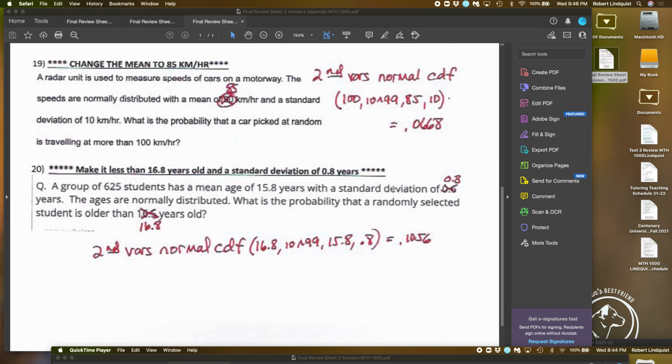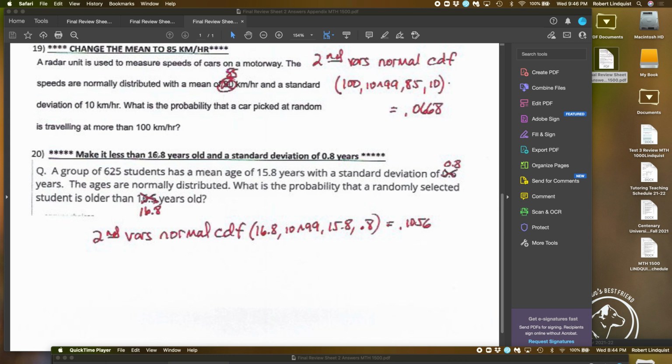And last but not least on this sheet, we're going to change to 16.8 years old, older than 16.8, and a standard deviation of 0.8. So, normal curve, normally distributed. So second var is normal CDF. I want to go from 16.8 up. So that means 16.8 is the lower end, 10 to the 99th is the upper. The mean is 15.8 and the standard deviation is 0.8. Crunch those numbers, you get 0.1056.